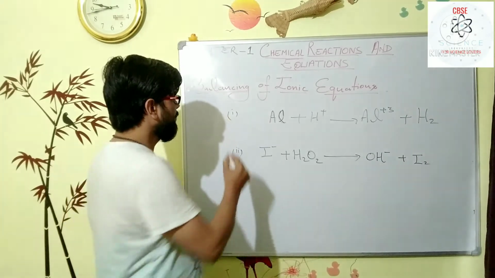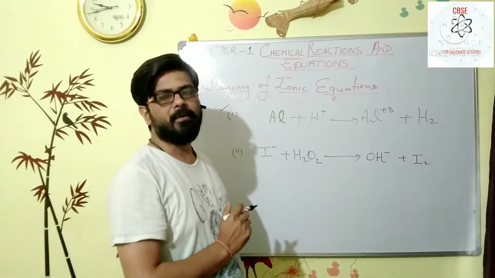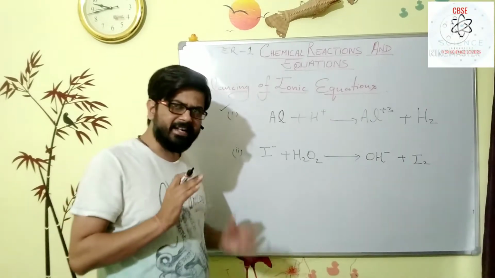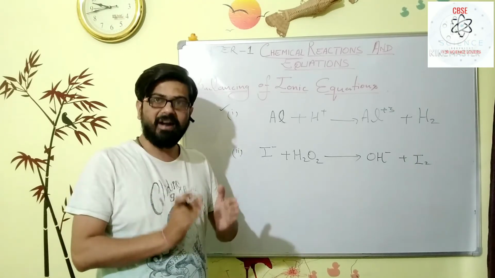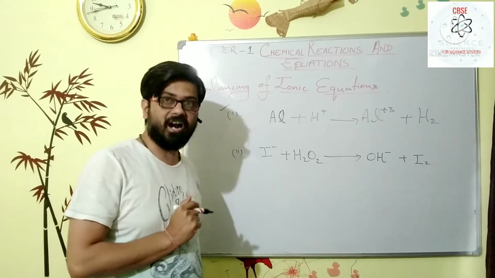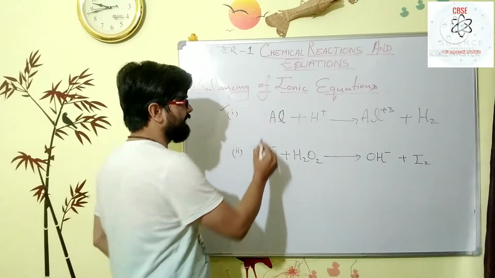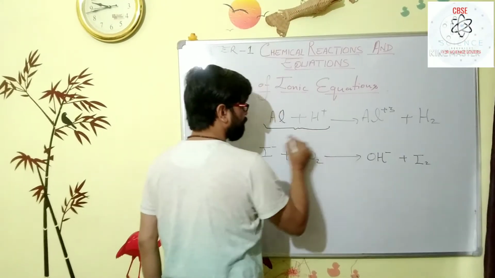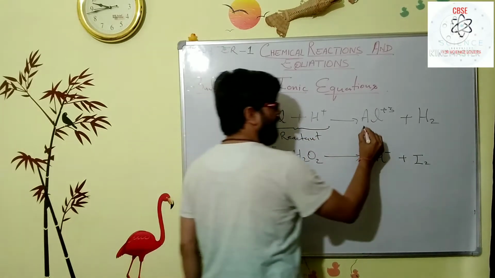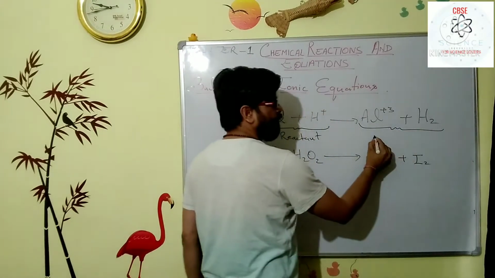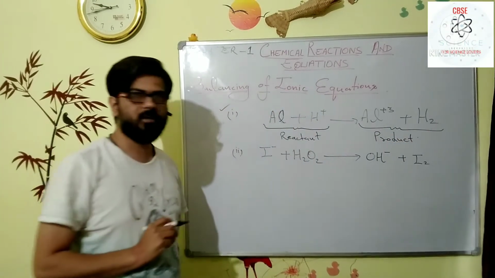So my dear students, let's take some examples of ionic equations to see how they are balanced. I told you that in an ionic equation, to balance it we have to balance the number of particles as well as the charge on the reactant side and the product side. For example, this is the reactant side of this equation and this one is the product side. This equation is not balanced till now.